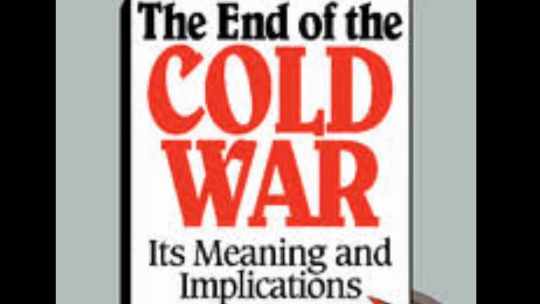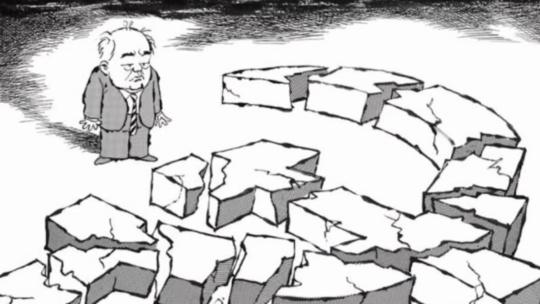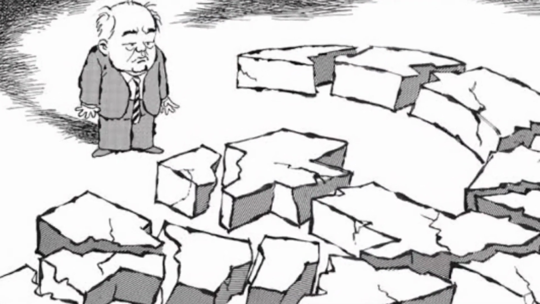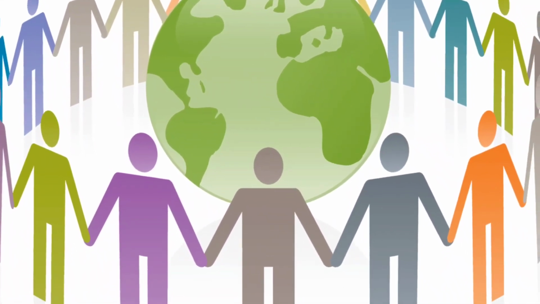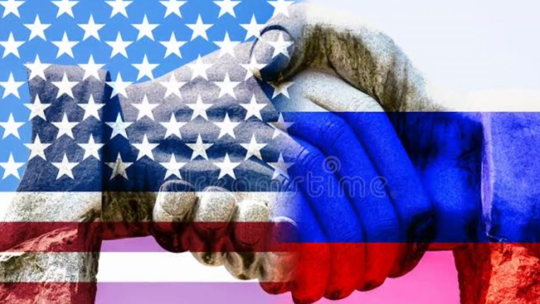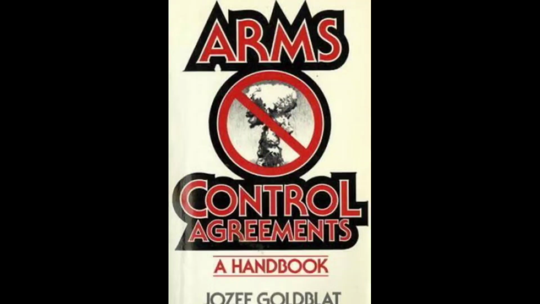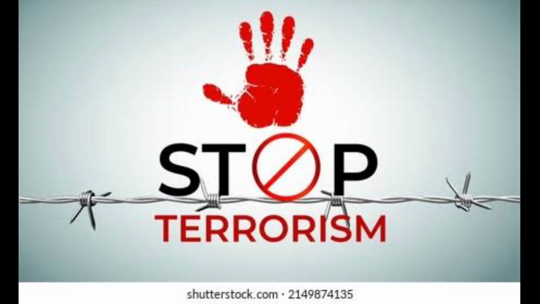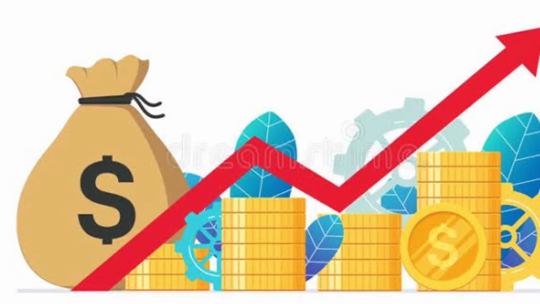The end of the Cold War left a lasting legacy on the world. It marked the end of the rivalry between the US and USSR and paved the way for a new era of international cooperation and stability. The US and Russia, once bitter enemies, now work together on a variety of global issues, such as arms control and counterterrorism.